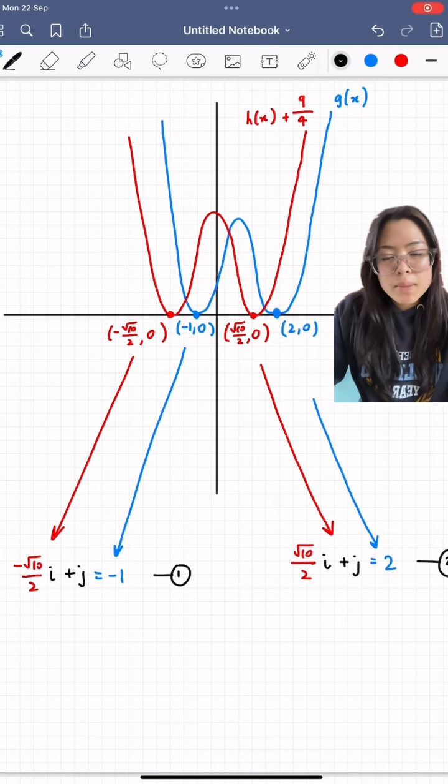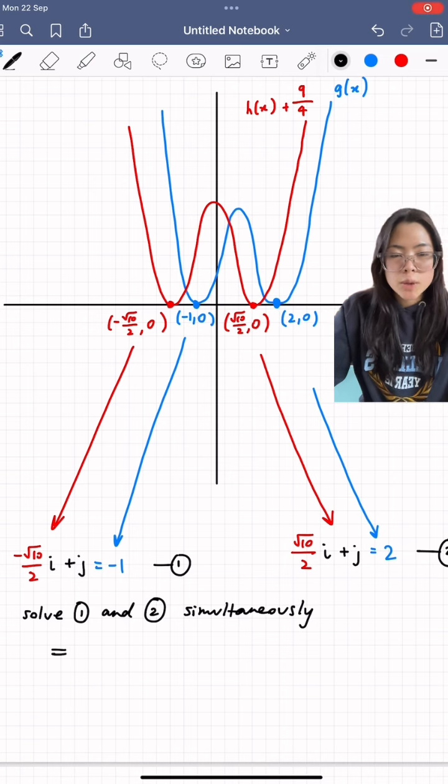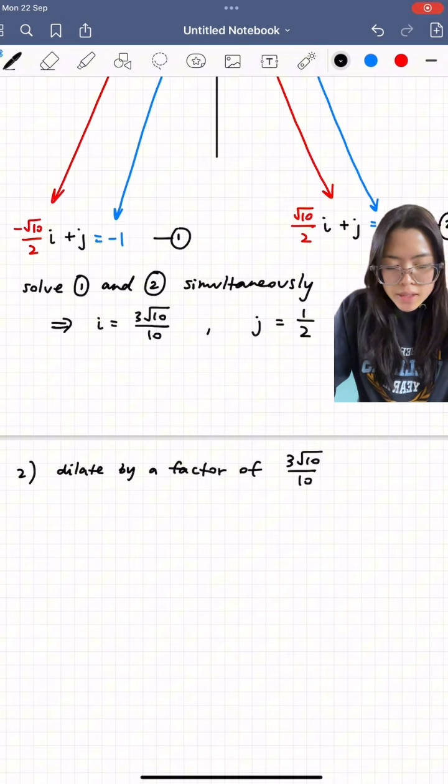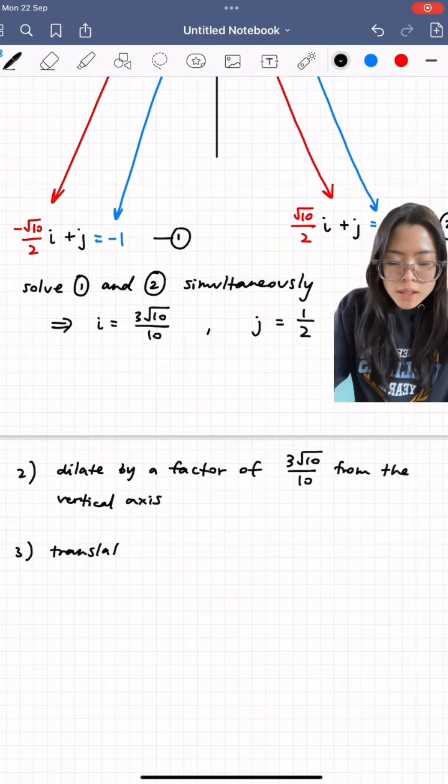Now we've actually managed to set up simultaneous equations to solve for i and j, which we can use our CAS for. So that gives us the final answer of dilation by a factor of 3 root 10 on 10 from the vertical axis, and a translation of half a unit to the right.